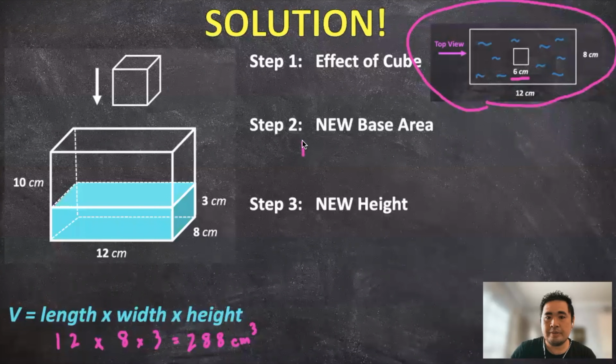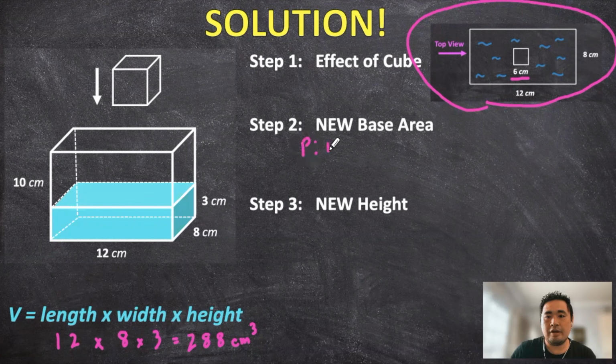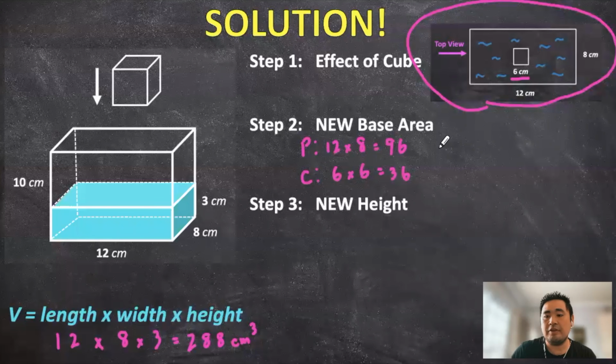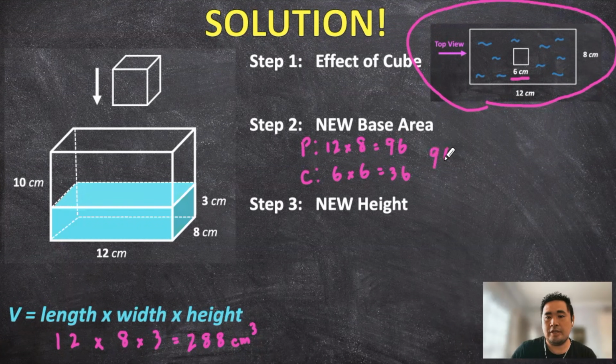So our original prism had a base area of 12 times 8, which was equal to 96 square centimeters. And then the base area of the cube is equal to 6 times 6, which is equal to 36. So by finding the difference, you can find the area of the new base area. So you can take 96 minus the 36, and your new base area is equal to 60 square centimeters.